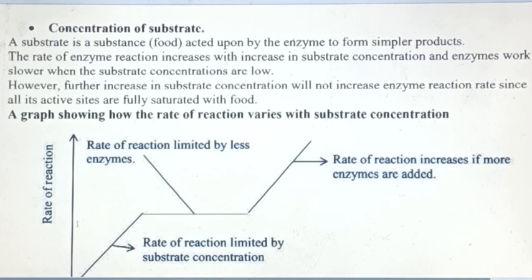Why does the rate not continue to increase? The rate will not continue to increase since all the active sites on the enzyme are fully saturated with that substrate. A point reaches where, with the continuous increase in substrate concentration, the rate of reaction becomes constant. It becomes constant because the enzymes that are present to combine with these substrates are fully saturated.